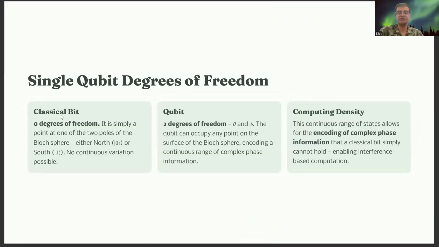So in classical bits, we are dealing with either 0 or 1. So there is no real freedom, right? But in a qubit, we have 2 degrees of freedom, theta and phi. So the qubit can occupy a point on the surface, and you can move all around the surface, right? That allows us to even have complex phase in the quantum computer, something that wasn't really possible with the classical computer.